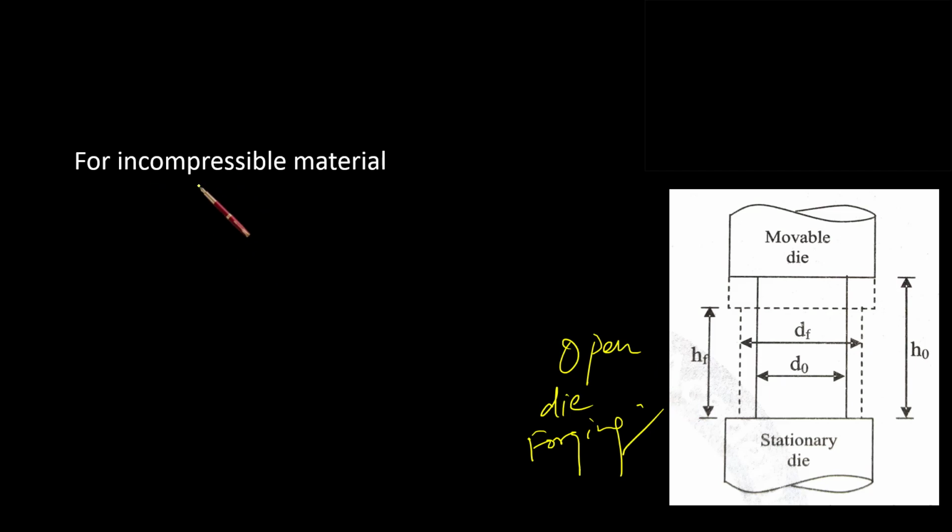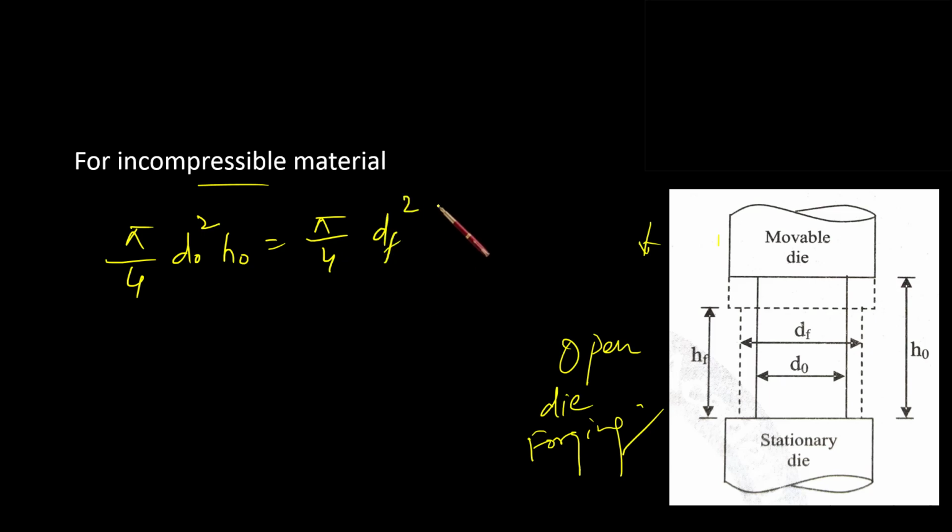Because it is an incompressible material, we can write pi by 4 d naught square h naught, where the initial diameter d naught has changed to df, and the initial height h naught has changed to hf. As it is moving down, this will be pi by 4 d naught square h naught equal to pi by 4 df square hf, right? From here, whatever you want, you can calculate. If three of them are given, you can calculate the fourth, for example df.